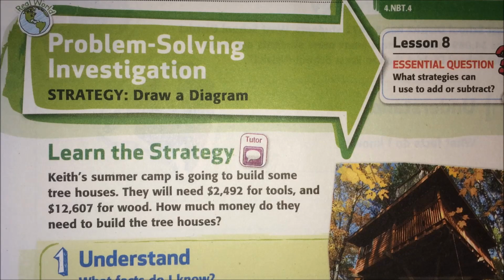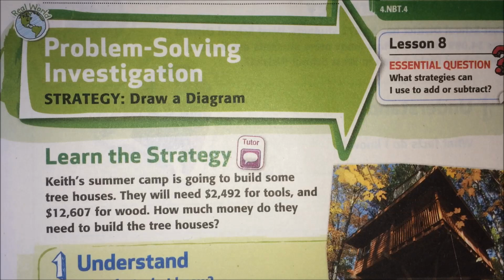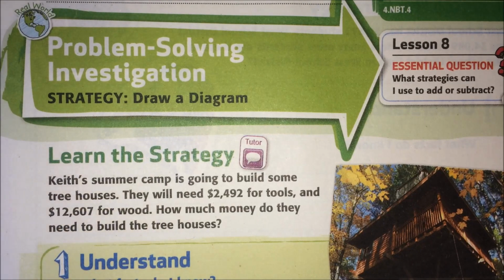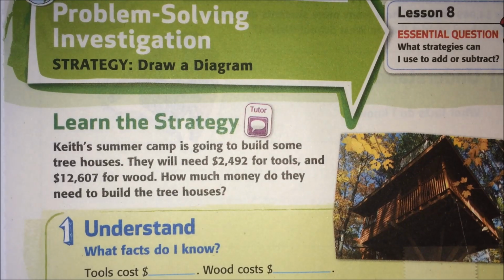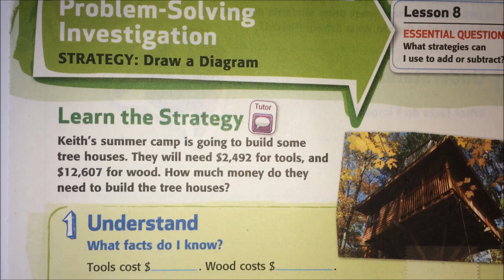Chapter 2, Lesson 8. Today is a green lesson, which means it's about problem solving. Today's strategy is draw a diagram. Okay, let's get started. Keith's summer camp is going to build some tree houses that will need $2,492 for tools and $12,607 for wood. How much money do they need to build the tree houses?